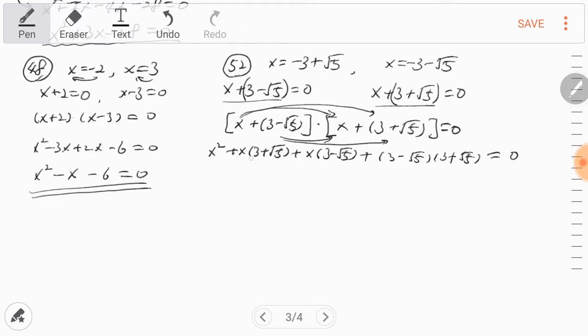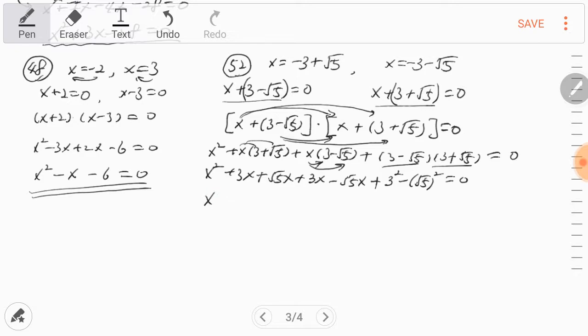Okay, then let's simplify each term. This is equal to 3x. This is square root of 5x. This product is 3x. This product is minus square root of 5x. This is a difference of squares, so why don't we use a squared minus b squared? So 3 squared minus square root of 5 squared is equal to 0. And then we still need to simplify this.